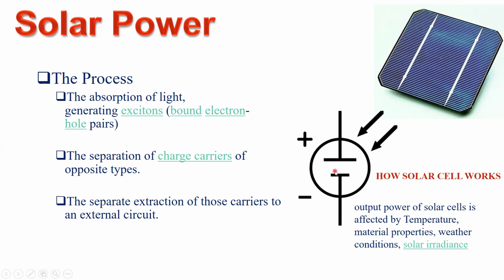Now, the output power of the solar cell is affected by many factors. For example, material properties, how good your material is, and also the weather conditions such as temperature, humidity, and of course, how much is the solar irradiance, how much is the incident light on top of the solar unit cell.